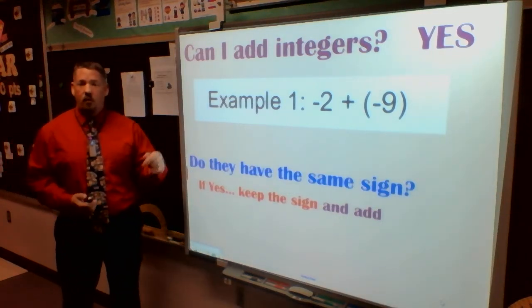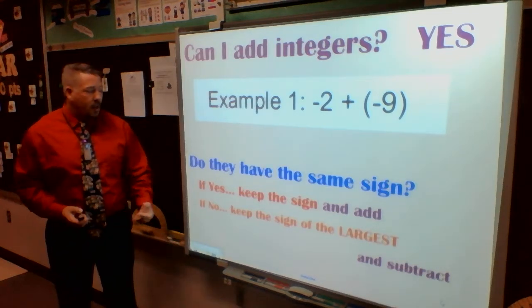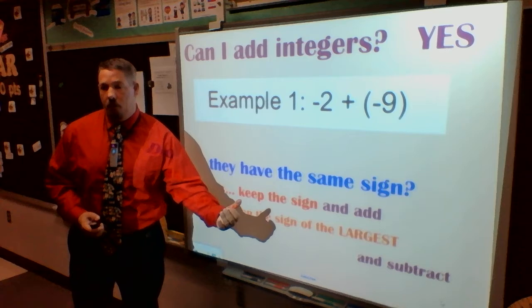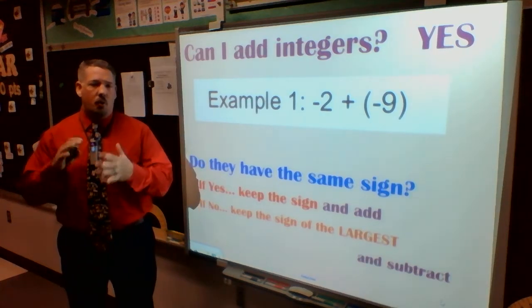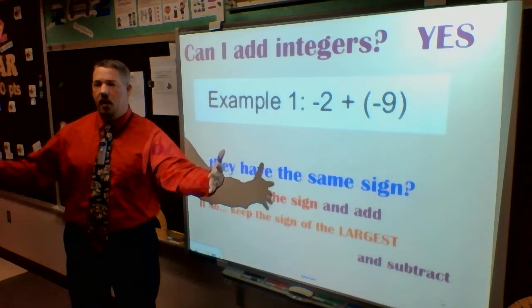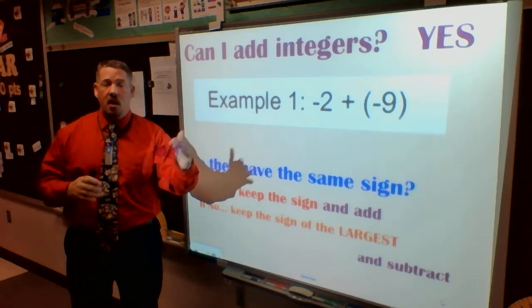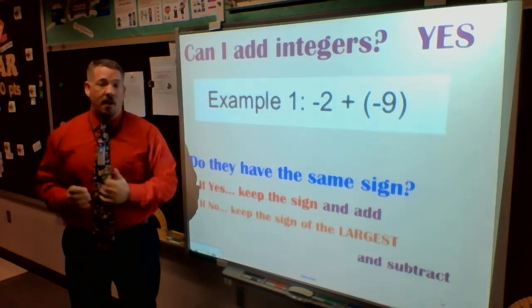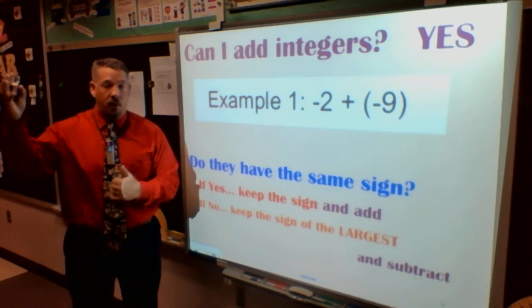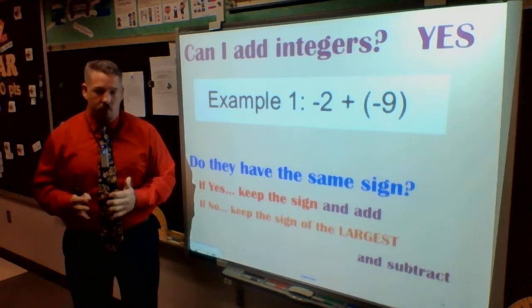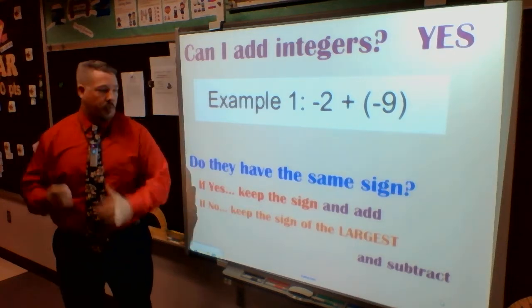If the answer is no, there's one positive and there's one negative, then I have to look for the largest digit or the largest number. It's not about value. It's not about how far away from 0 it gets. It's just the digits. If there's a 23 and a 14, the 23 is the largest. It doesn't matter if it's a negative 23 and a positive 14, because I'm not talking about who has the largest value. I'm truly talking about the largest digits.